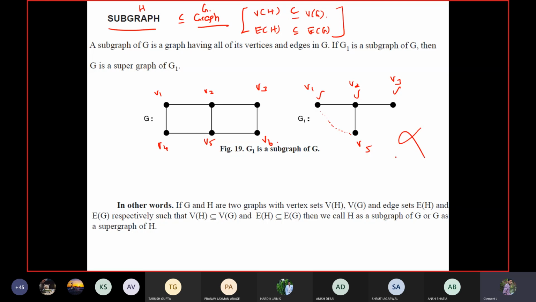Have you understood this definition? Is it clear? Please respond. Yes, sir. Yes.